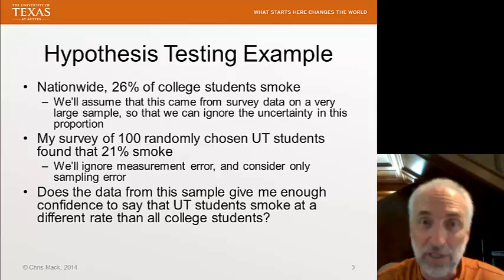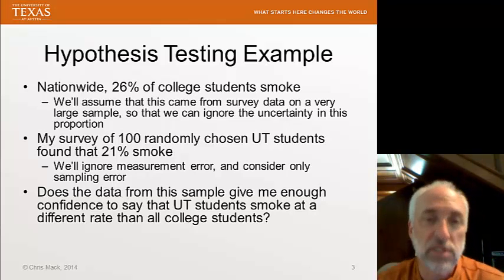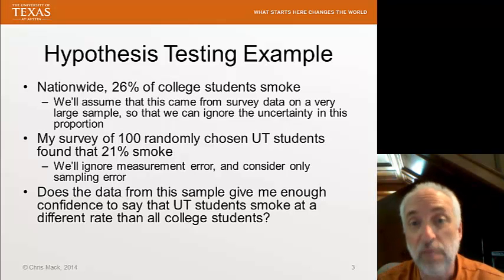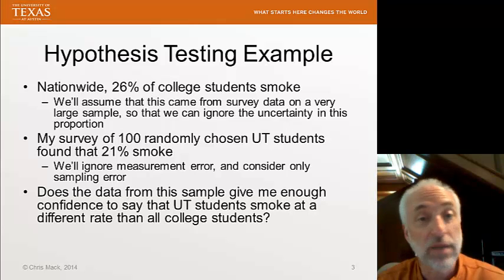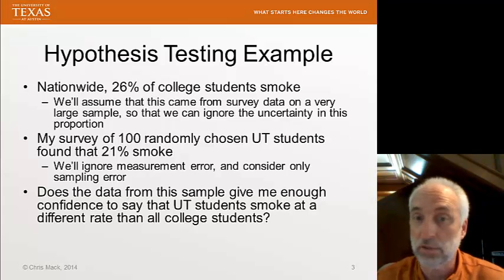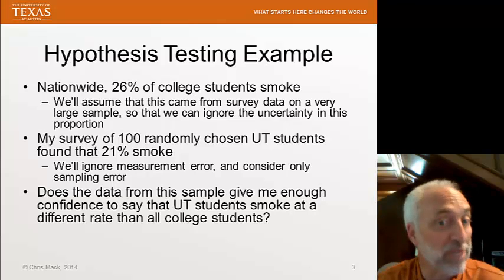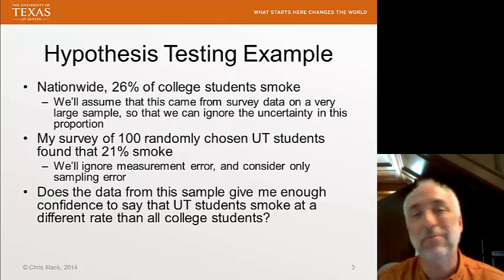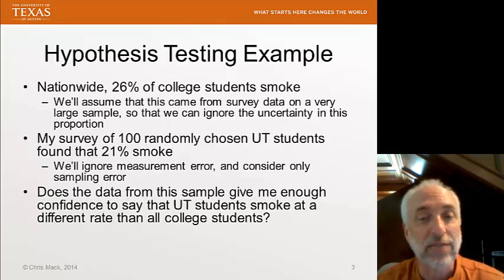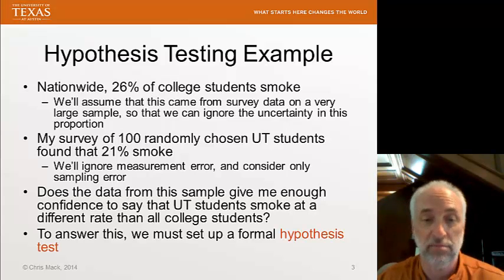So if I just looked at these two numbers and I was completely naive about the concept of statistics, and in particular the concept of sampling error and sampling distributions, then I would obviously say 21 is not the same as 26. Therefore, UT students are different than college students in general. But once we begin to understand sampling variability, we might not be so confident in making that choice. So we'll try to answer this question using the formal system of hypothesis testing.